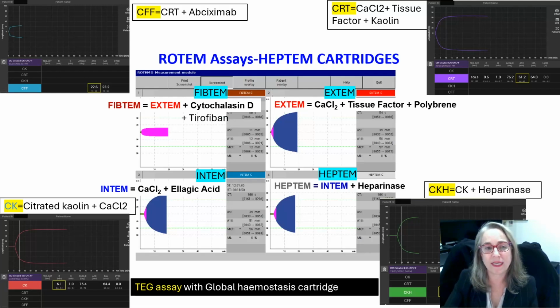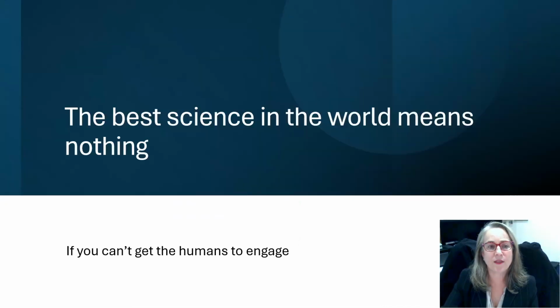So the TEG cartridge is called a global hemostasis cartridge, and the Rotem assay is called a HepTem cartridge, and these are the most commonly used cartridges. I'm not going to get into details of different types of cartridges. There are other options for advanced testing. This is what we need to know for your normal patient to say, is there coagulopathy or not at the bedside, and how best can I treat that?